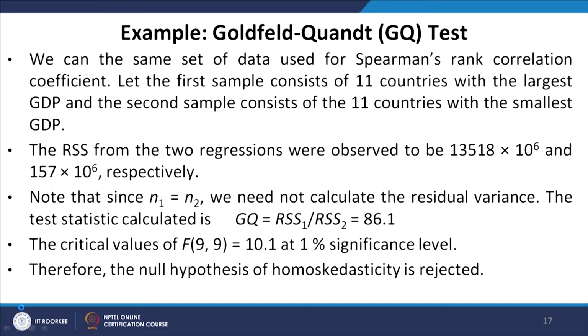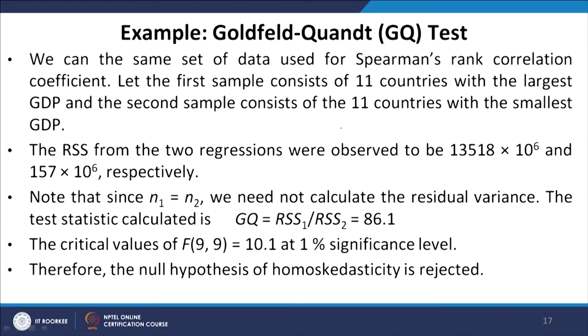Now, if we continue with the previous example, using the same data used for Spearman's rank correlation coefficient, like the first sample we split the sample into two subsamples and we actually leave some of the observations from the middle part. So, that is also one solution in order to tackle heteroscedasticity. So, instead of 28 countries, let us take 11 plus 11, 22 countries. So, we consider 11 countries with the largest GDP and 11 countries with the smallest GDP. We could have worked also with 14 countries with the largest GDP and 14 countries with the smallest GDP.